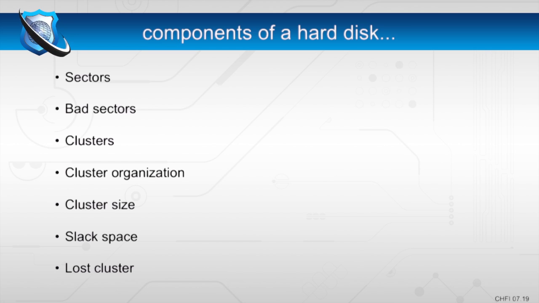So the components of a hard drive, a hard disk, are what we're going to cover next. We're going to talk about sectors, bad clusters, bad sectors, cluster organization, the size, slack space, and lost clusters. And we'll cover that next.